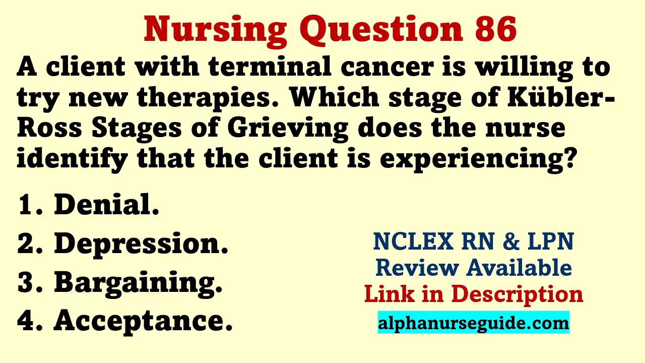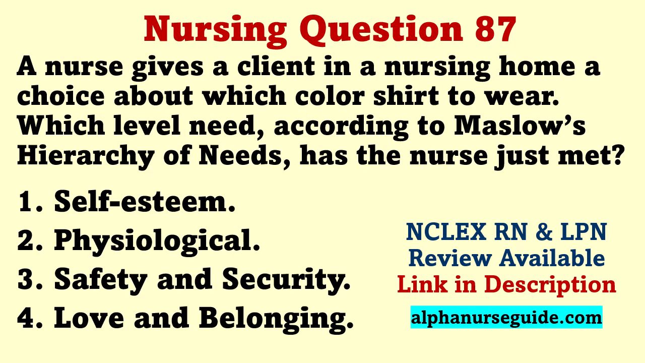A nurse gives a client in a nursing home a choice about which color shirt to wear. Which level need, according to Maslow's hierarchy of needs, has the nurse just met? 1. Self-esteem. 2. Physiological. 3. Safety and security. 4. Love and belonging. The correct answer is 1. Self-esteem. Rationale. Choosing which color shirt to wear provides a person with the opportunity to make a choice and supports feelings of independence, competence, and self-respect, which all contribute to a positive self-esteem.